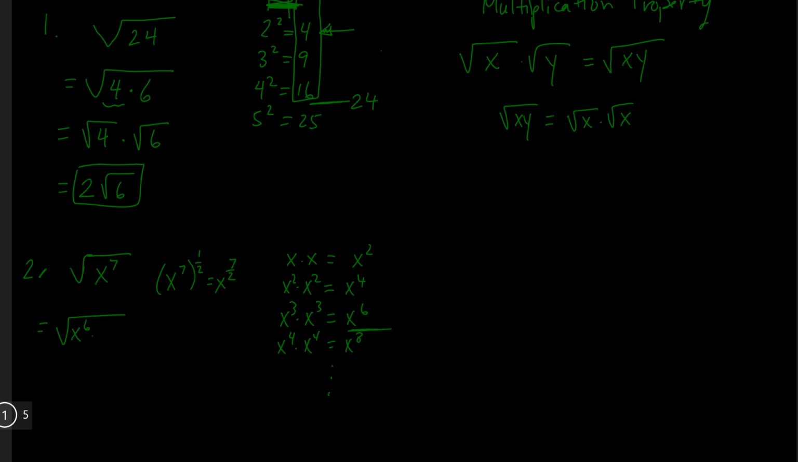We're trying to write x to the 7th as a product of a perfect square factor and then whatever's remaining. X to the 6th times x is x to the 7th. Now we can do exactly what we did before and break this down into the square root of x to the 6th and the square root of x. The square root of x to the 6th is x to the 3rd, and the square root of x remains the square root of x.